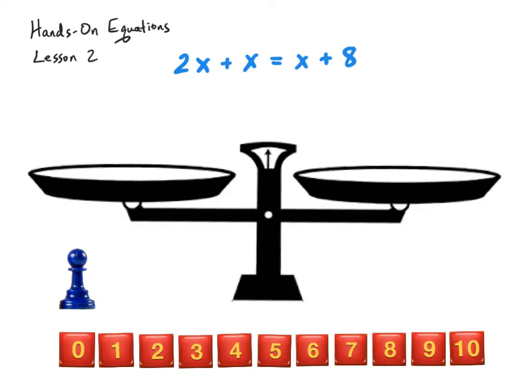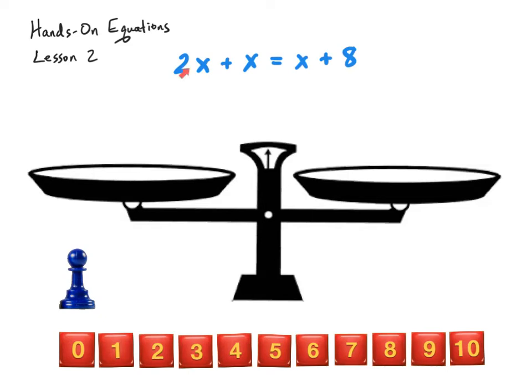If we look at this equation, this means 2 of the x's plus 1 more x, all of those combined, so 2 x's plus 1 more x, so that's 3 x's altogether, has the same value as taking that same x and adding 8 to it. We can use our pieces to set this up.